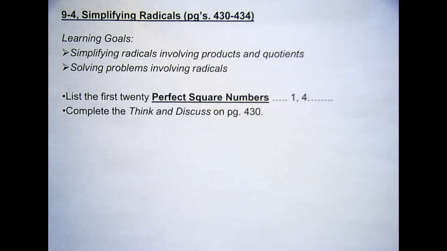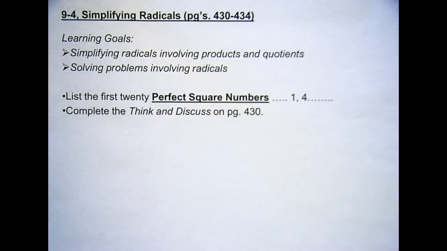9.4, we're going to spend today and tomorrow on simplifying radicals, and we'll get as far as we can today, and then tomorrow we'll kind of wrap up. But simplifying radicals is something you have to do this year. We're going to use that a lot in geometry, and then you'll use it when you get to advanced algebra as well. First thing you need to do is list the first 20 perfect squares.